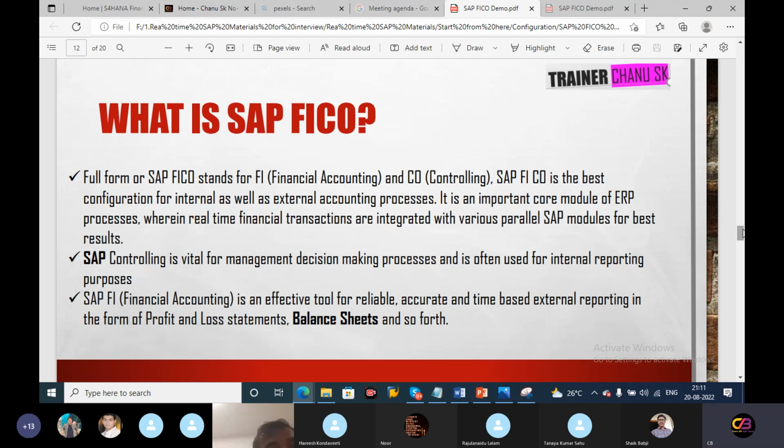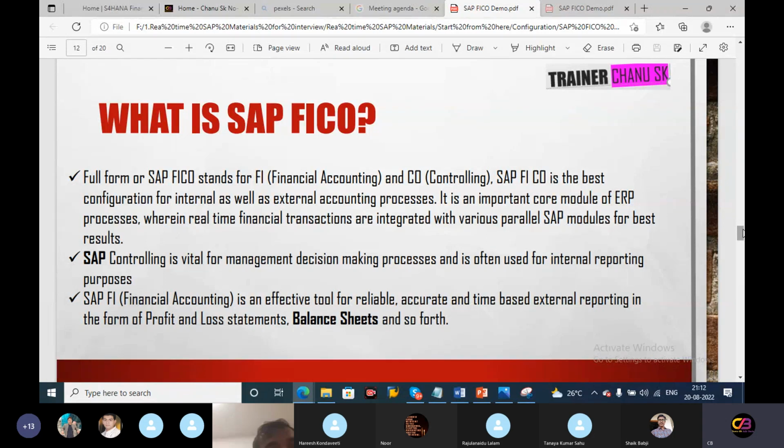The SAP CO module mainly deals with controlling. Controlling means cost reduction: how to eliminate unnecessary cost, how to raise the profits, how to increase the sales, how to enhance your sales. That is also covered in the SAP CO module.